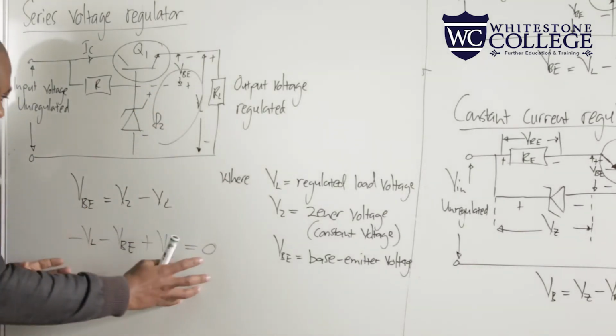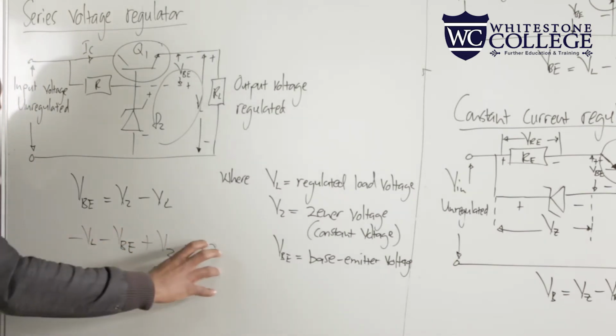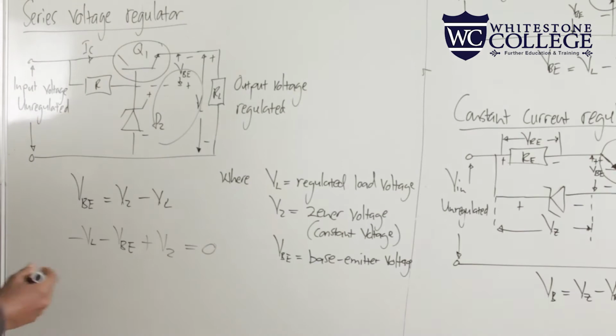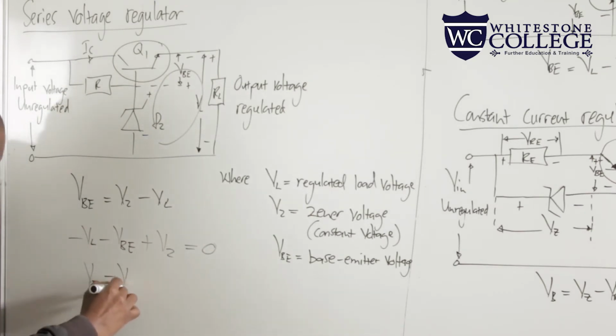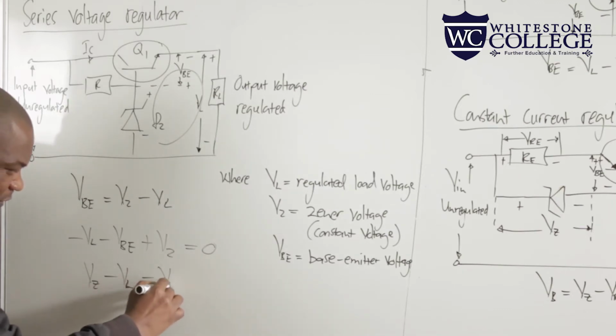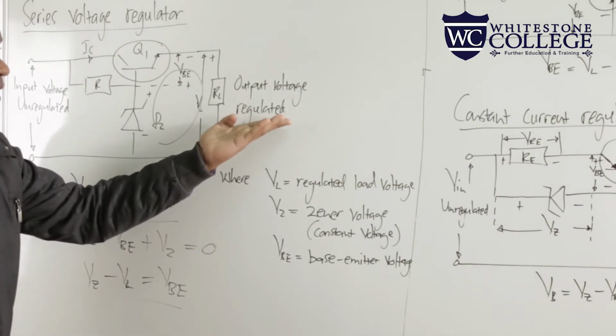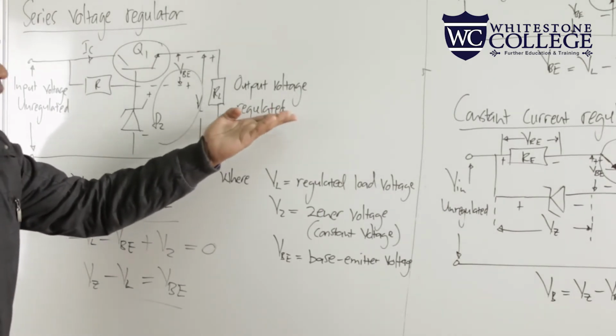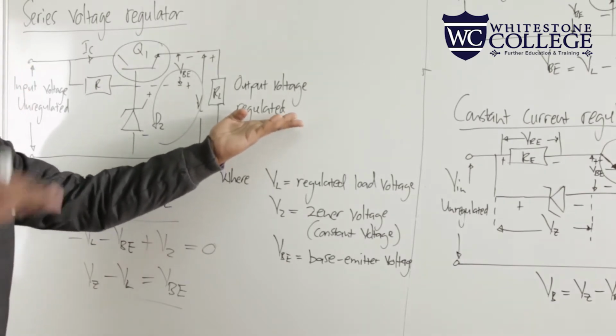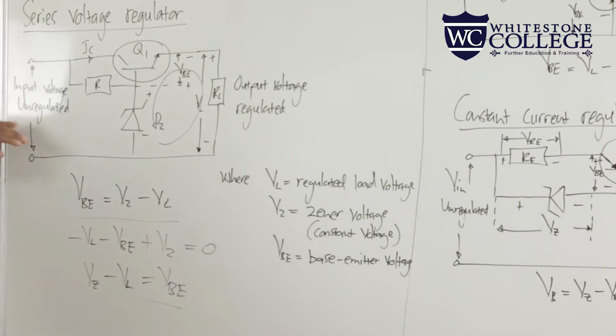So if we rearrange this, if we make VBE the subject of the formula, if we take VBE to this side, it will be VZ minus VL is equal to VBE, which is the same as this equation. Are we together? So for us to regulate the output voltage, remember we want to get a certain value of voltage. We want to manage the output voltage to a certain level. That means our input voltage is unregulated.